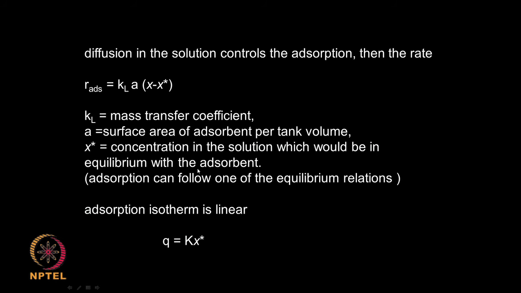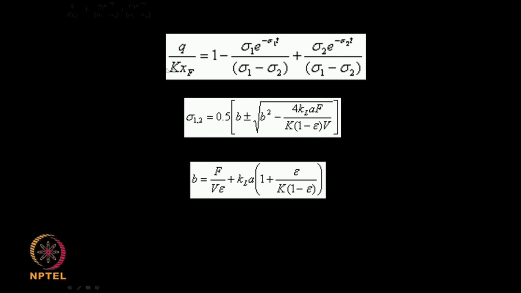So, there are two equations, one differential equation and one equation for adsorption rate. We can solve it and end up with this type of relation as a function of time. You can see how these things change. Q divided by K Xf is equal to 1 minus and so on, minus sigma 1 t minus sigma 2 t, where sigma 1, 2 are given like this, and B is given like this.